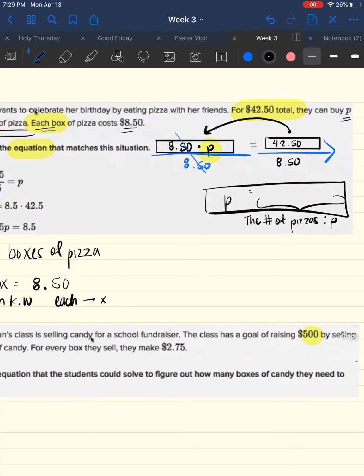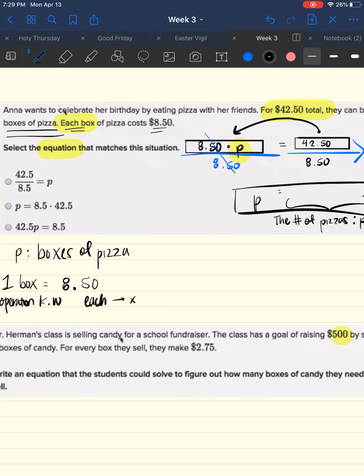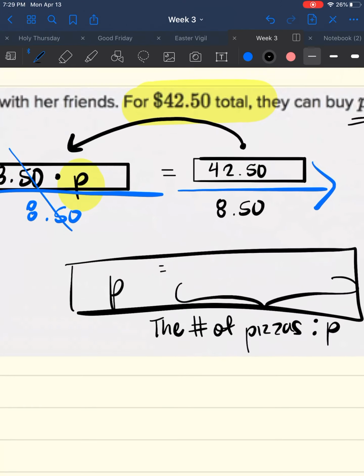So now, let's take a look at the equation that matches the situation. Is it the first option? 42.5 divided by 8.5 is equal to P. Let's take a look at what we did. Well, technically, yes, because if you look at it, that's exactly what we did on this side here to get to P, to give you what P is equal to.